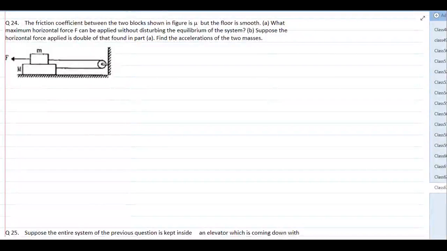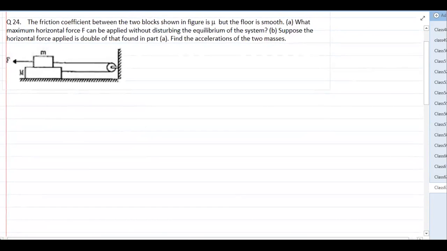So this was the question. The friction coefficient between the two blocks, as shown in the figure, is mu, but the floor is smooth. What maximum horizontal force F can be applied without disturbing the equilibrium of the system?